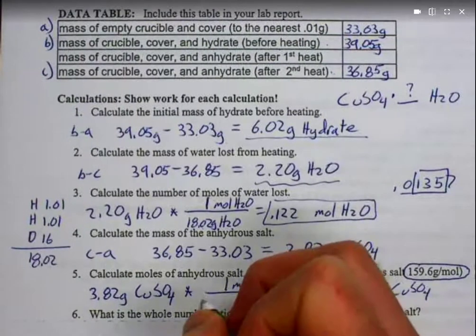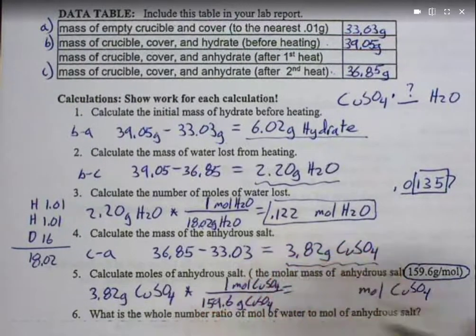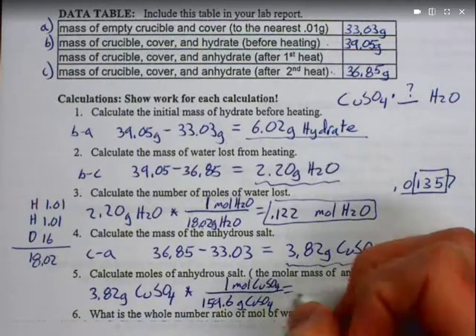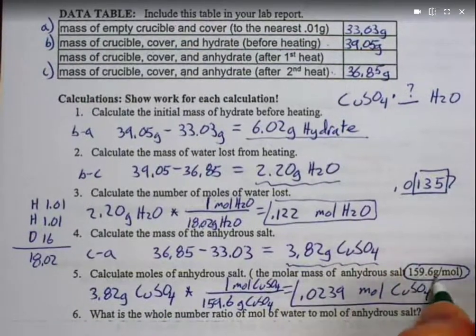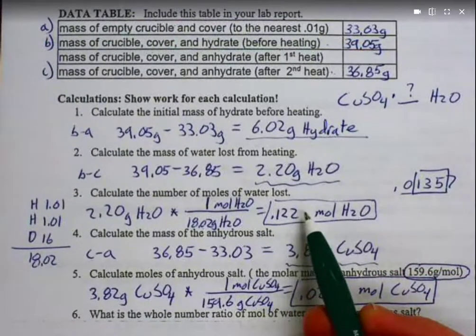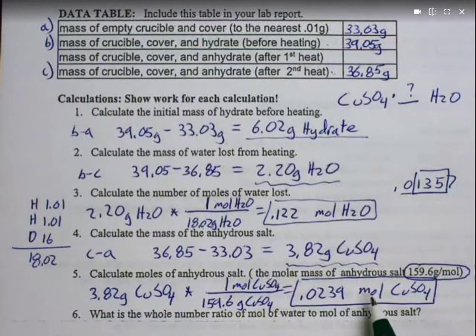It's 159.6. So if I do my mass divided by the molar mass, which is going to be the same for all of us, then I get 0.0239. So now I have moles of water and I have moles of copper sulfate.